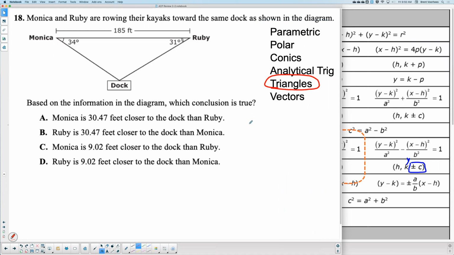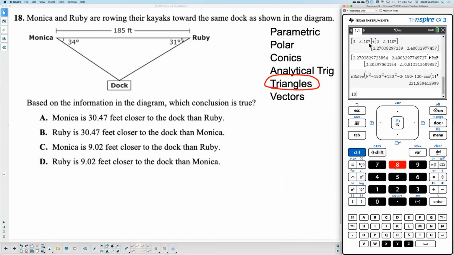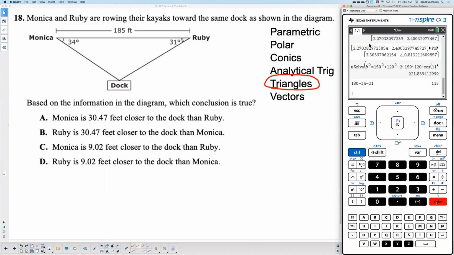Now let's solve this triangle. I see I have two angles. Could I figure out what the angle is here? How? All triangles add up to 180. So let's go to our calculators to find out how many degrees go in that bottom angle. It's going to be 180 minus 34 minus 31. 115?